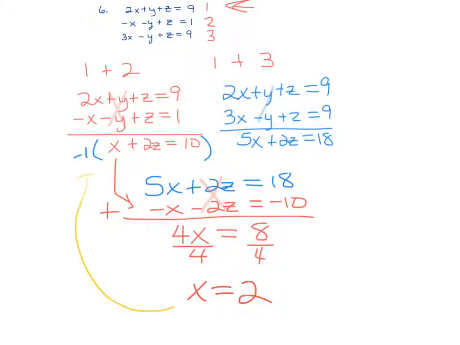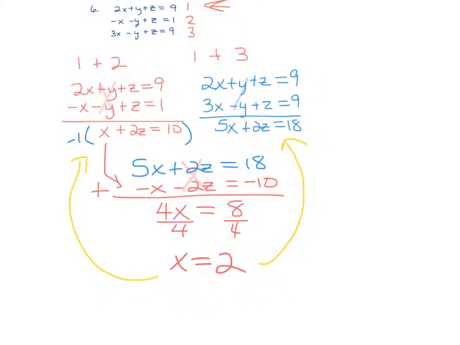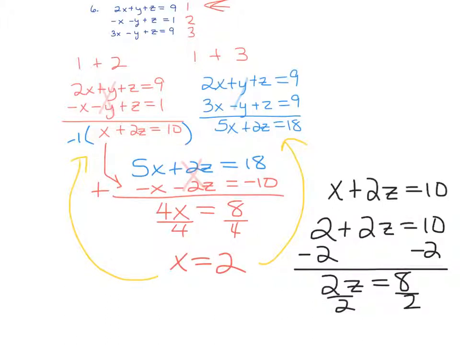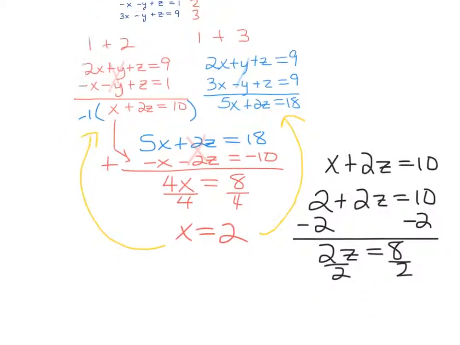I now need to work back up and plug it in to the step just above. Again, I can plug it into the left one or the right one. It doesn't matter. I'm going to plug it into the left one because it's got less multiplication going on. So x plus 2z equals 10. I'm going to take out x, put in the 2, move the 2 over, divide by 2, and z equals 4.